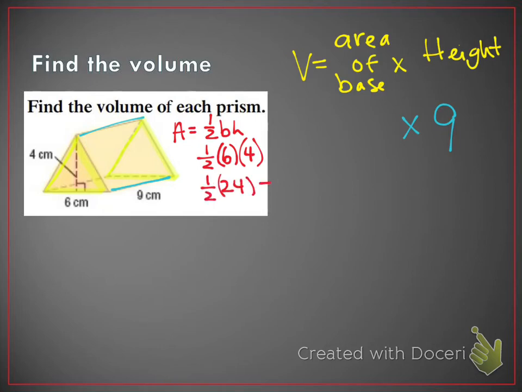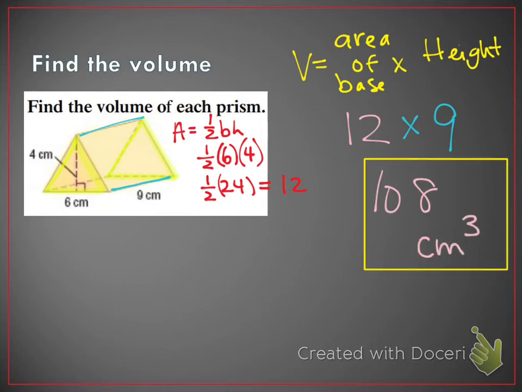Half of 24 is 12. Sorry, I thought you said 24. All right, so 12 is the area of the base. So times the height, so times 9, it will be 108, and it is centimeters, right? Centimeters cubed.